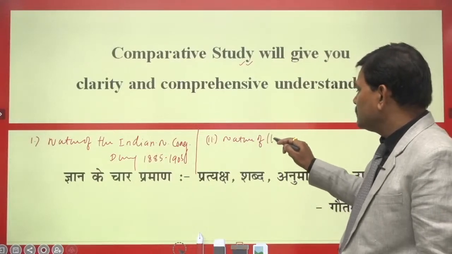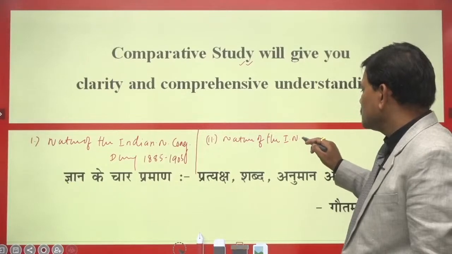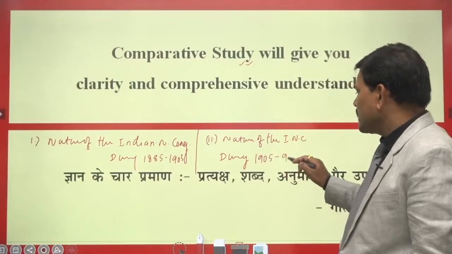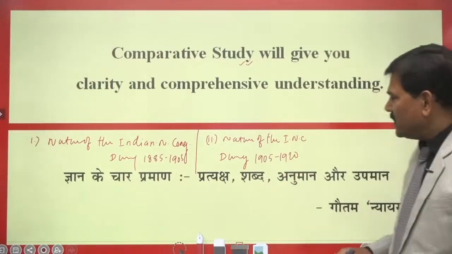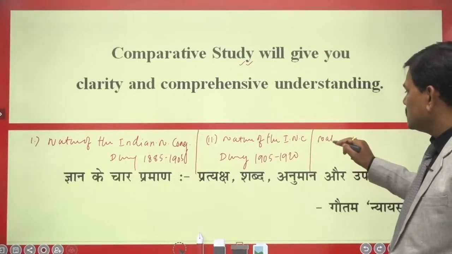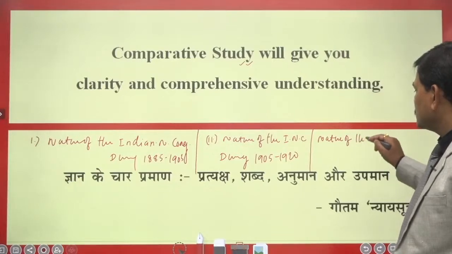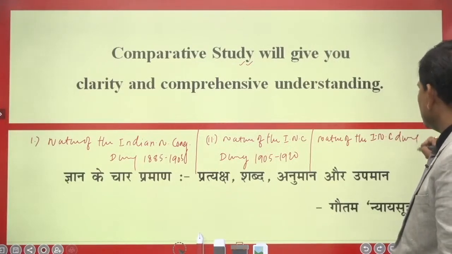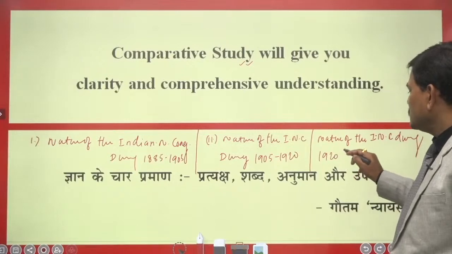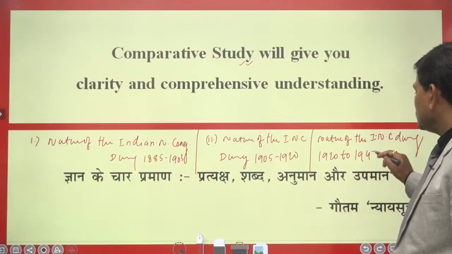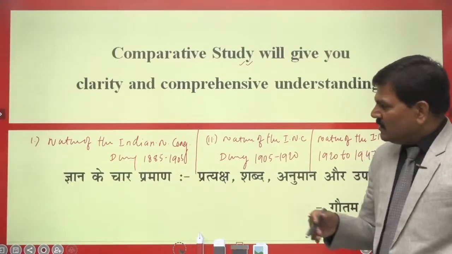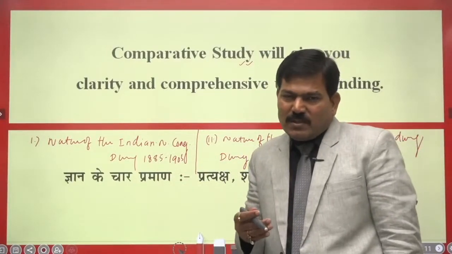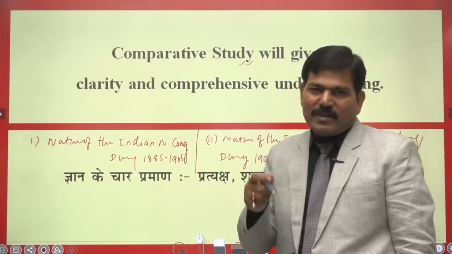Nature of the Indian National Congress during 1905 to 1920, and nature of the Indian National Congress during 1920 to 1947. If you want to understand the difference between the two stages, you have to compare it.